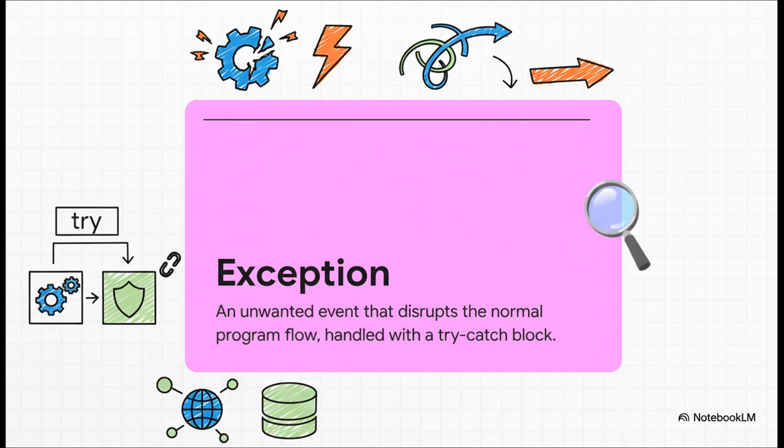Your program tries to do something that might go wrong, and if it does, it catches the error and deals with it nicely instead of just, boom, crashing. This is a must-know for any serious developer.